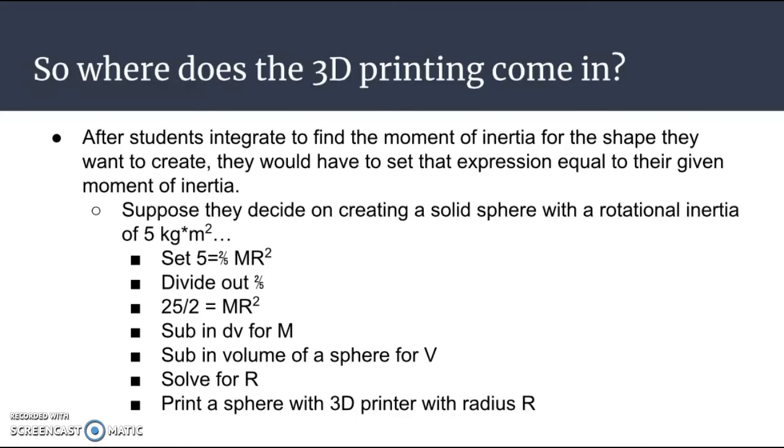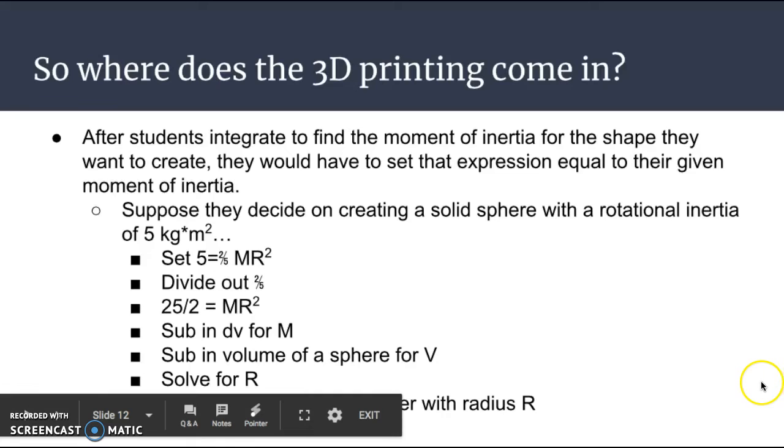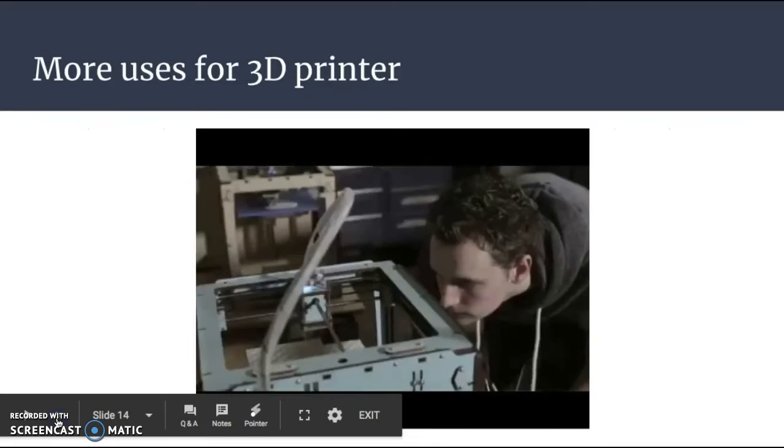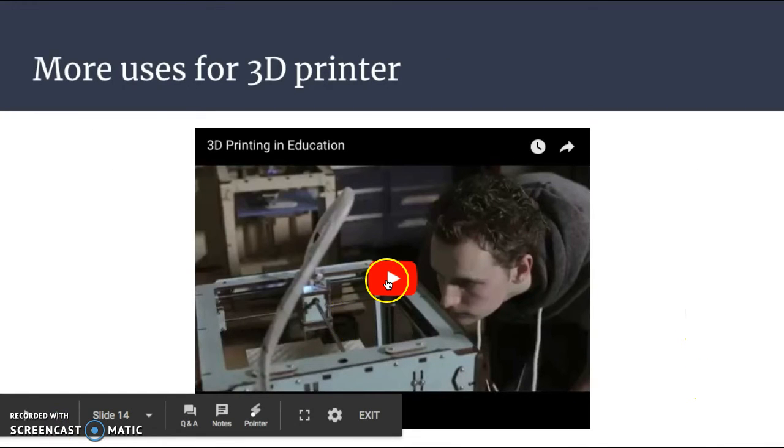So this would leave them only with r in their equation, and then they would be able to print that sphere on the 3D printer with radius r. And this works because we figure out the density of the material that the 3D printer prints with, and then we are able to use that to help us find the radius that is necessary without needing the other variables in this equation. There are obviously many more other options for using a 3D printer in education, so here's a video explaining some of those.